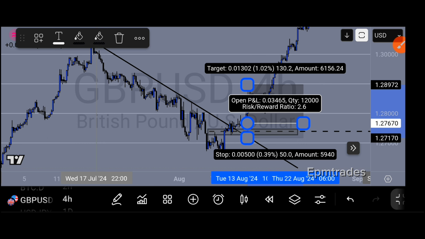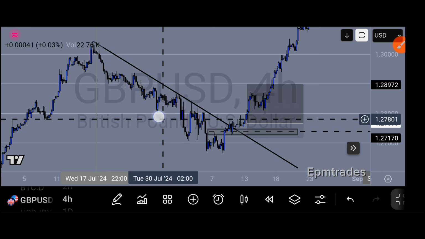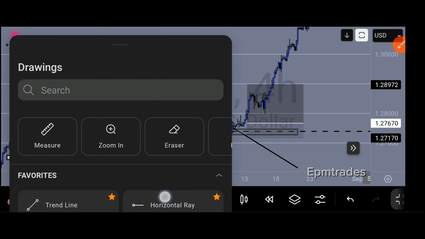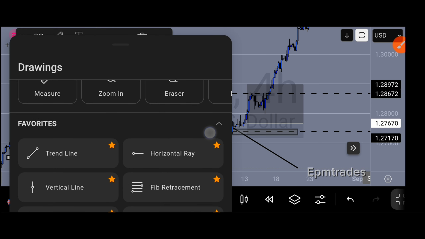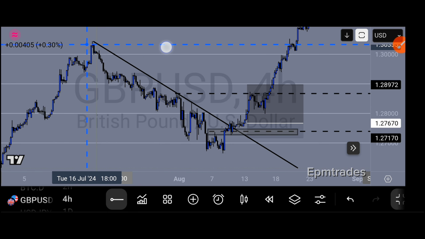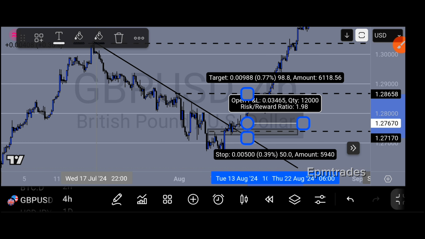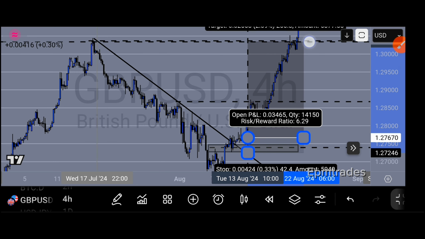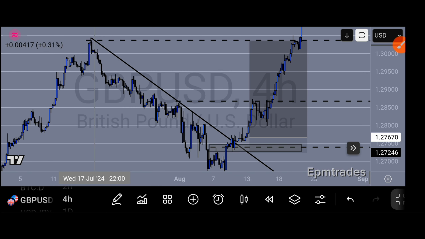The first take profit is going to be the point B of the trend line, and the last take profit is going to be the point A of the trend line. So point B of the trend line is this point here. The point A of the trend line is this point over here. So point B of the trend line is the first take profit, while point A of the trend line is your last take profit. So this is how your trade is going to be when trading with the conservative approach of a trend line.